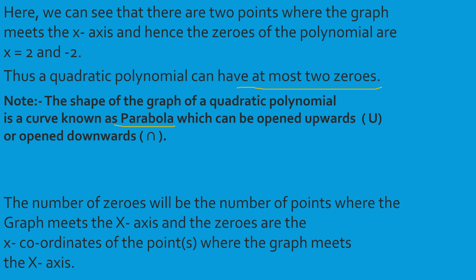So the number of zeros will be the number of points where the graph meets the x-axis. Please remember this. And the zeros are the x-coordinates of the points where the graph meets the x-axis. Okay, so you don't have to confuse yourself about what zeros we are talking about. We term them the zeros of the polynomial where the graph meets the x-axis.